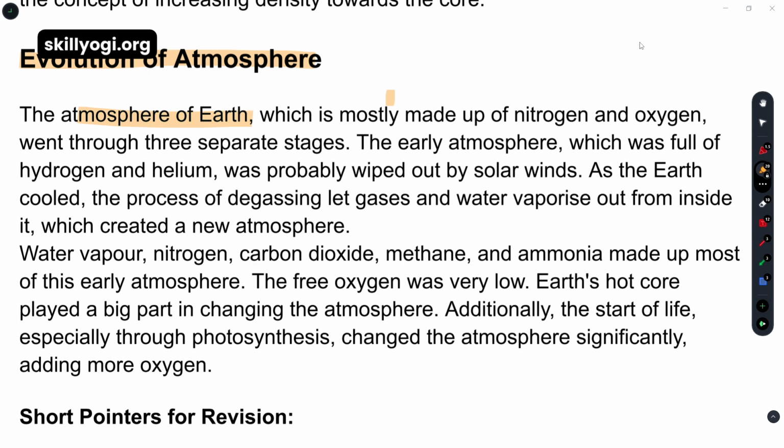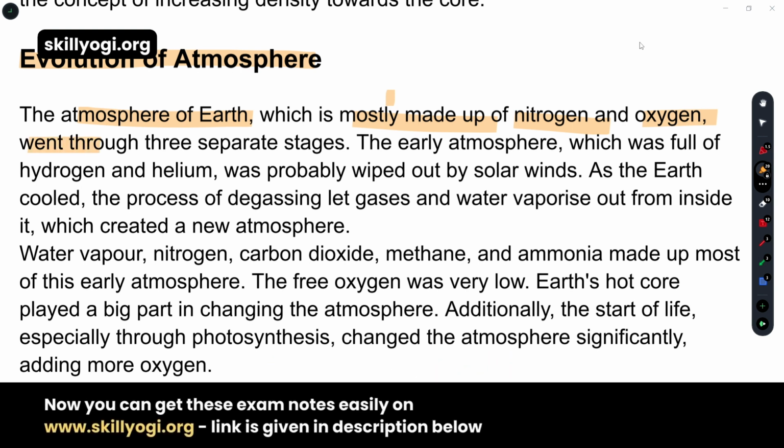The atmosphere of the Earth is mostly made up of nitrogen and oxygen. We know that most of the compounds are related to nitrogen and oxygen. The measurement is also more than the other dust particles and gaseous compounds, which went through three separate stages. The early atmosphere was full of hydrogen and helium. We have learned this many times, and it was probably wiped out by the solar winds.